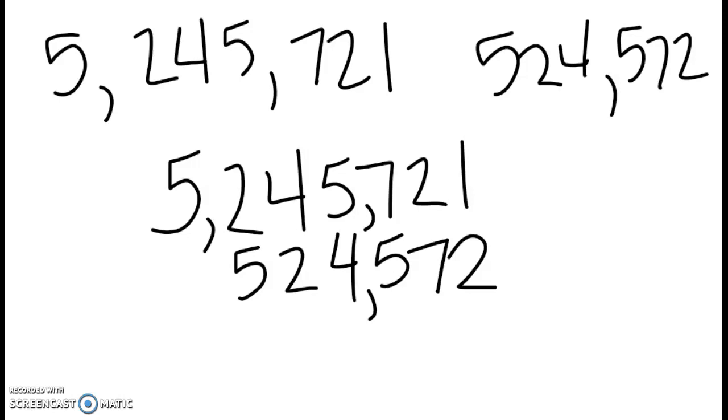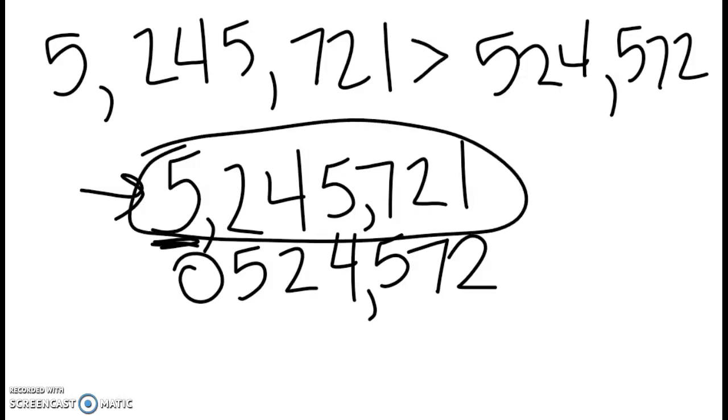So don't be fooled and think that just because they start with the same numbers that they must be the same size. Because if it's longer, it has a 5 here. This one just has a 0 here. This one is going to be way bigger. 5 million is way bigger than something that has no millions, right? So just something to watch out for. Make sure that you are noticing how long the numbers are. Let's do a couple more examples, and then I'll let you go practice.